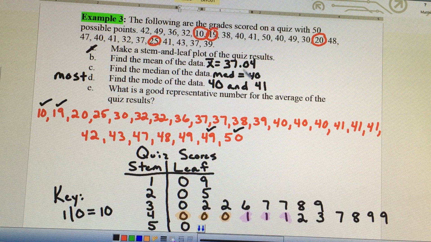So if I have to pick one of those numbers to represent all of them, I'm going to pick 40. And the reason why is because not only was it my median, but it also showed up as one of my modes. 40 is probably the best number to describe what happened in that class. Okay?